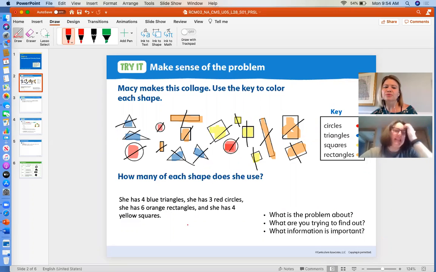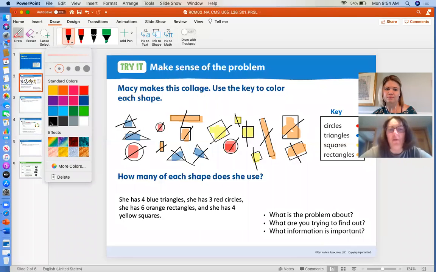It says Macy makes this collage. Use the key to color each shape. So our first job was to color all the circles red, all the triangles blue, all the squares yellow, and all the rectangles orange. So that was our first job. Okay, so we did that.